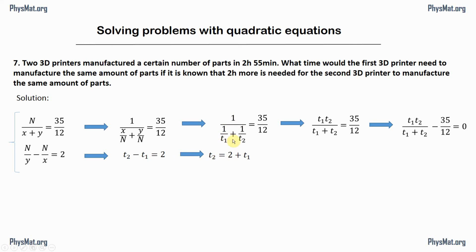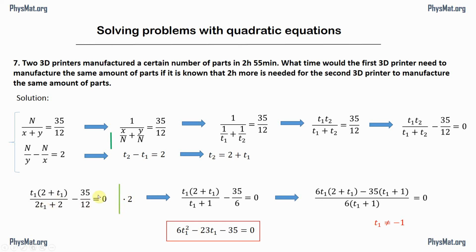So it's 1 over 1 over t1 plus 1 over t2 is equal to 35 twelfths. So we simplify this, flip it over, and we get t1 t2 divided by t1 plus t2 is equal to 35 twelfths. Then we transfer 35 twelfths to the left side of the equation, and then we substitute t2 with 2 plus t1, which we obtained from this equation. And then we get a rational equation with only one variable t1.